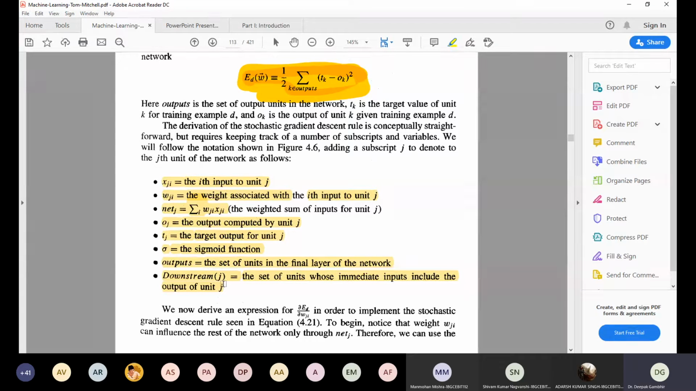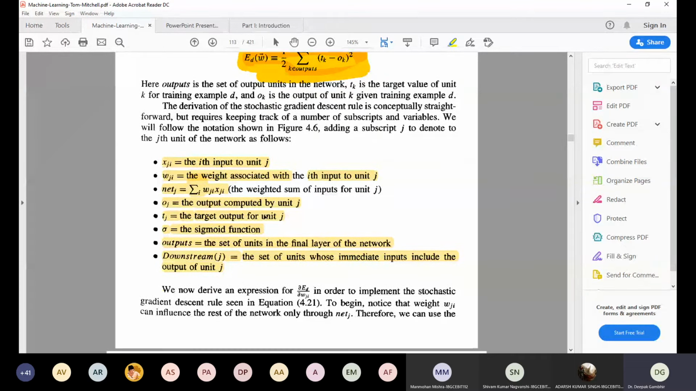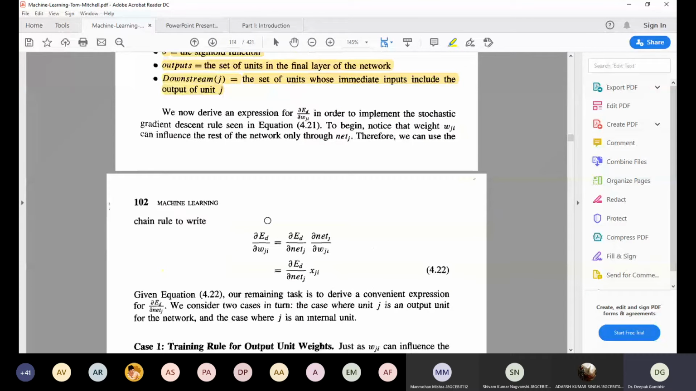As in the case of the hidden layer, suppose I compute the downstream of j, it means I am looking at from how many outputs this one unit is getting its input. So that is downstream j. We will see this later on as we study more.